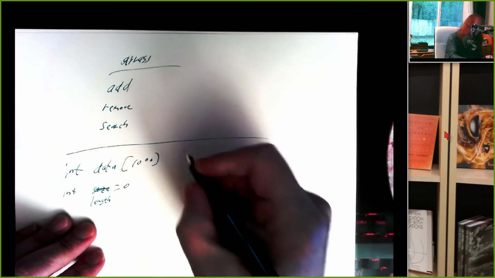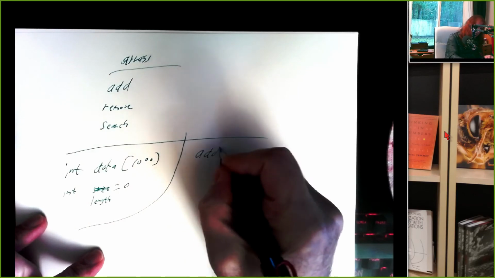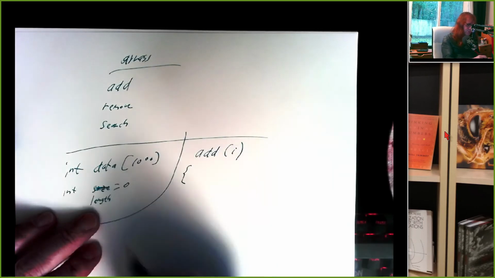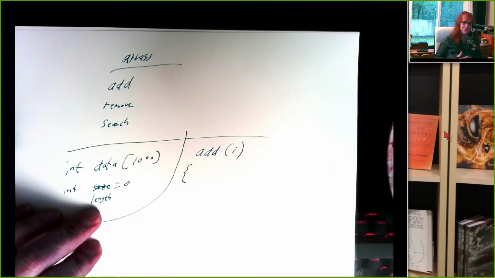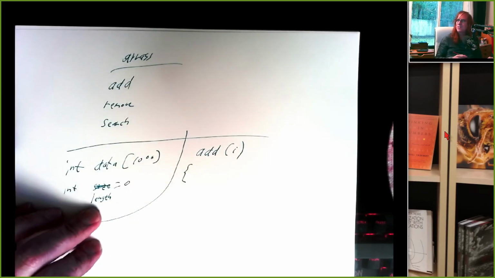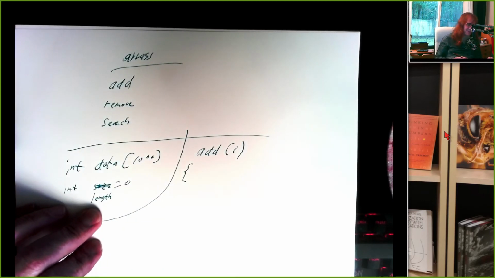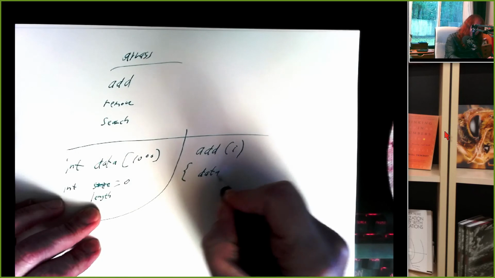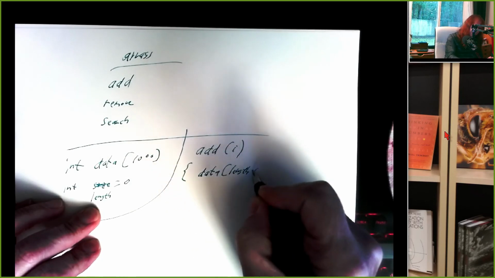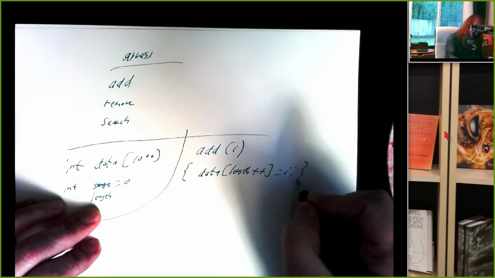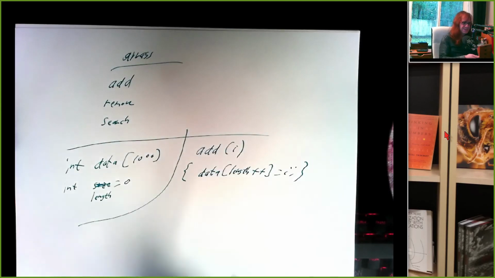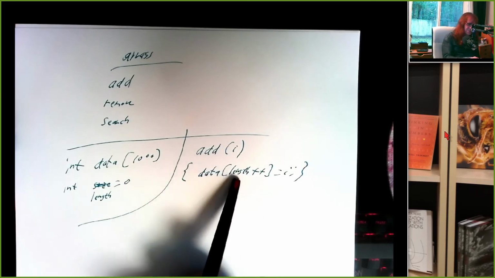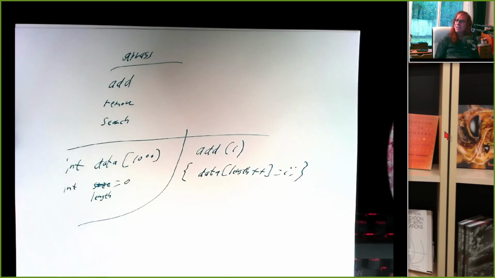All right. So what does my add routine look like? So add I. Well, if length tells me how many things are stored in my array, length also tells me where the next spot in my array is that I can store something. So if I want to add an integer I to my array, it takes a single statement: data[length++] = I. So I'm using the current value of length, I'm storing my variable at that location in my array, and then I'm incrementing my length variable to record the fact that I've stored one more thing.